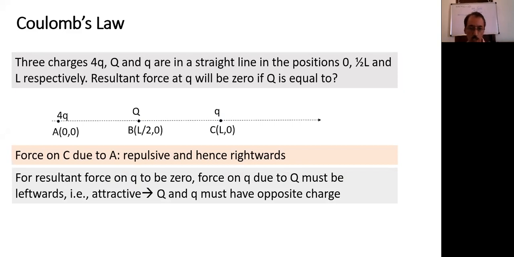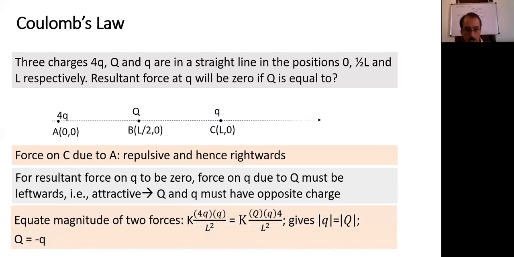How do we find the magnitude? Two forces are acting, and since the charges are opposite, their directions are opposite. Now you only have to equate the magnitudes of the two forces. What is this term here? This term indicates the force between the charge at A and the charge at C. This is the force between charge B and C. We calculate and find that the magnitude of capital Q is equal to that of small q, but the sign has to be negative. The final answer is capital Q is equal to minus q.